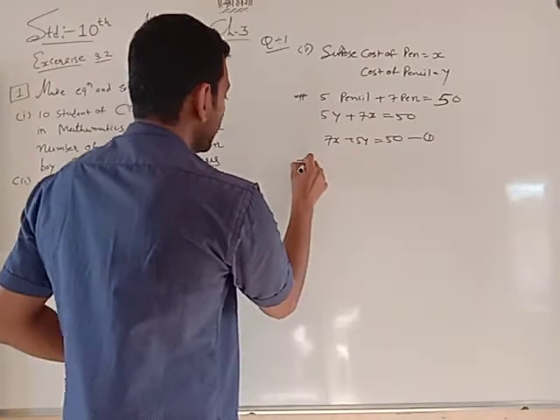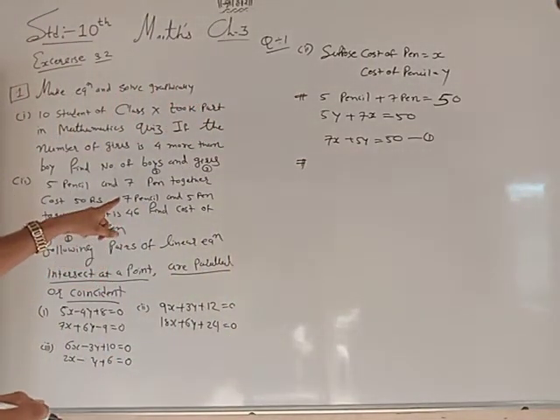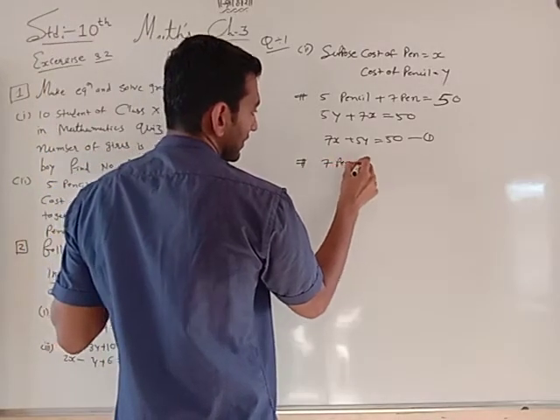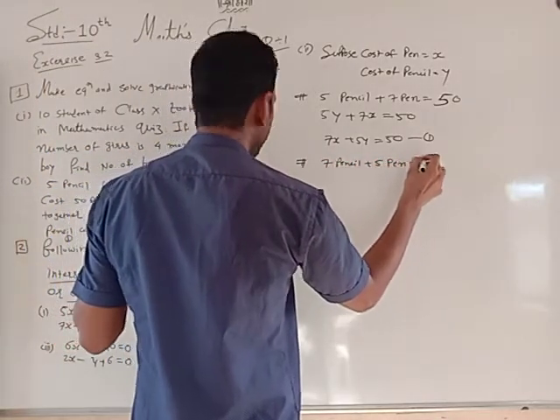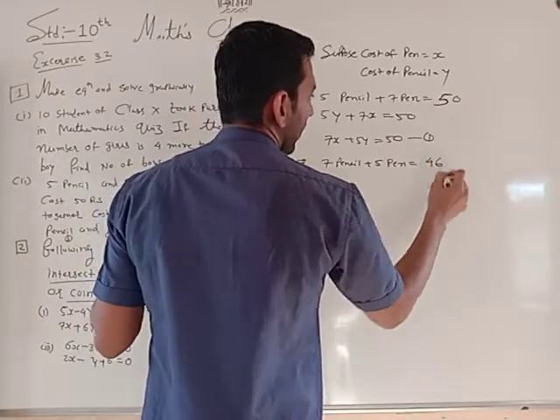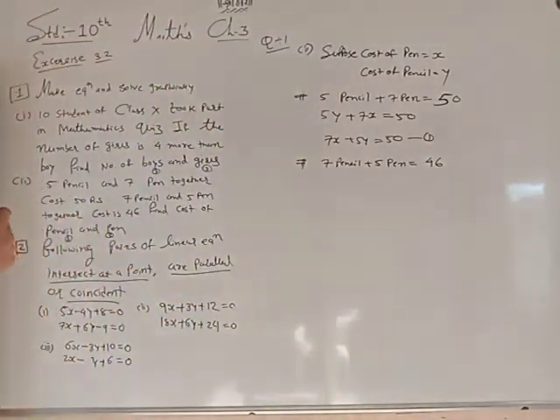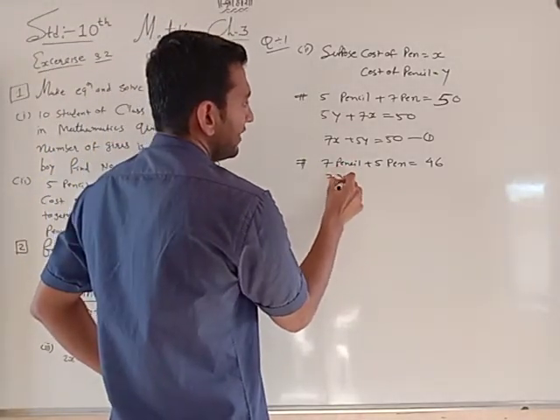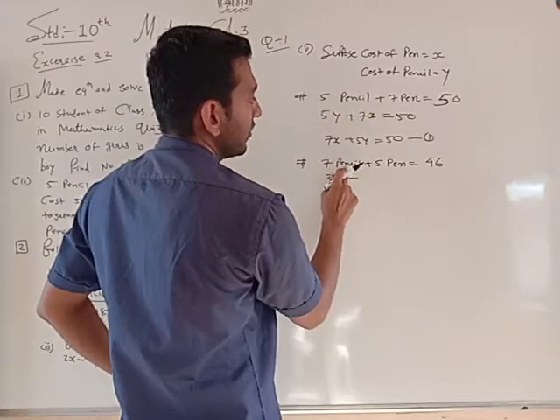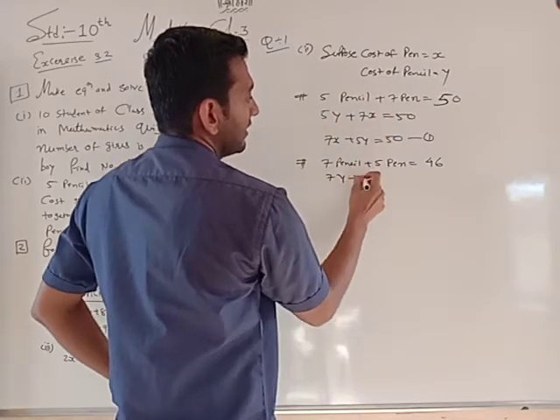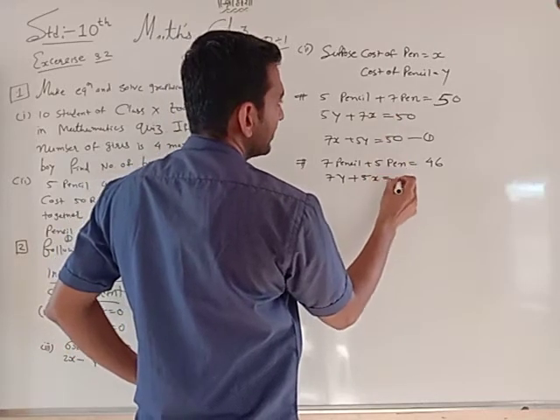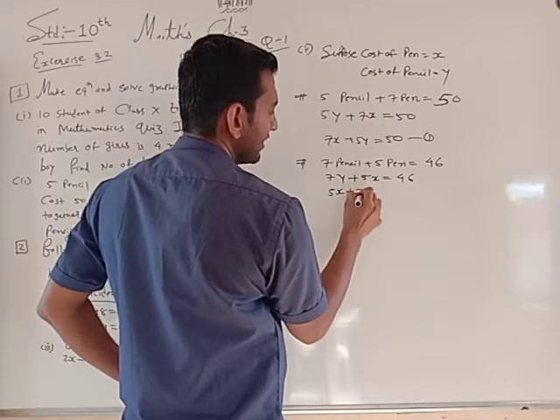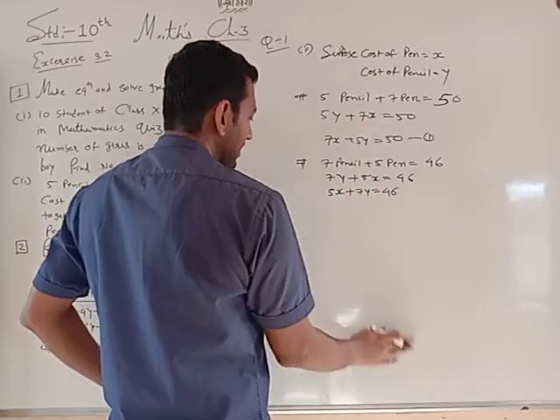In the second situation, 7 pencils plus 5 pens together cost 46 rupees. Then 7 into y, the cost of a pencil is y, plus 5, the cost of a pen is x, is equal to 46. So my second equation is 5x plus 7y is equal to 46.